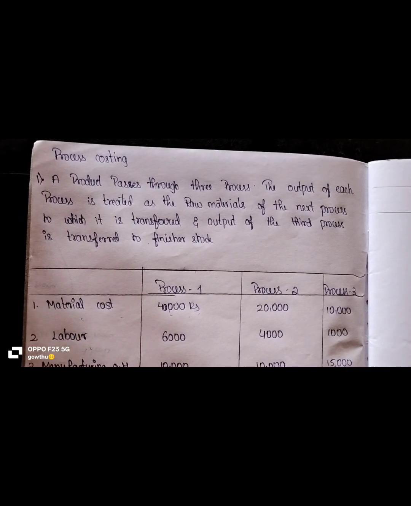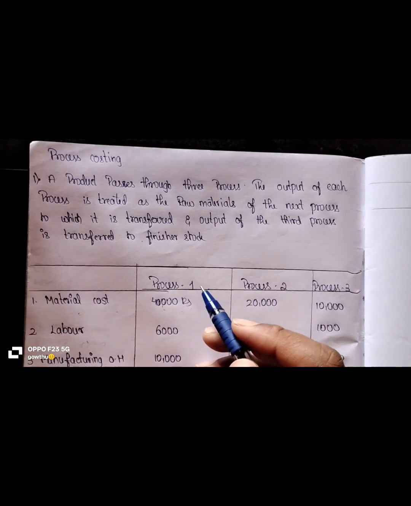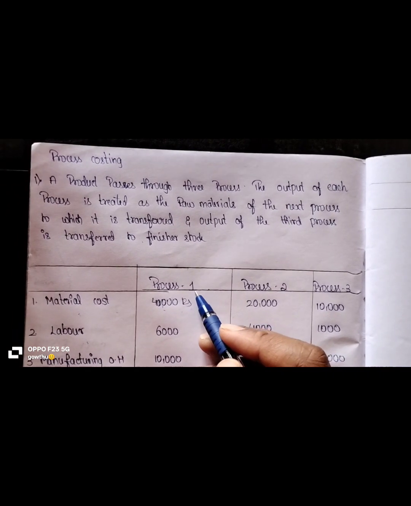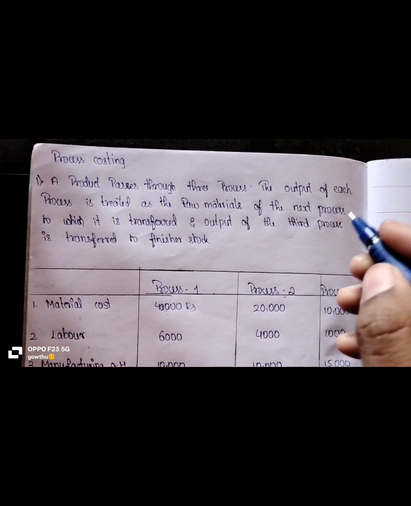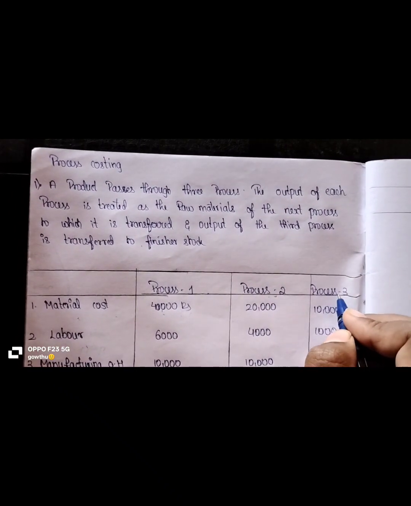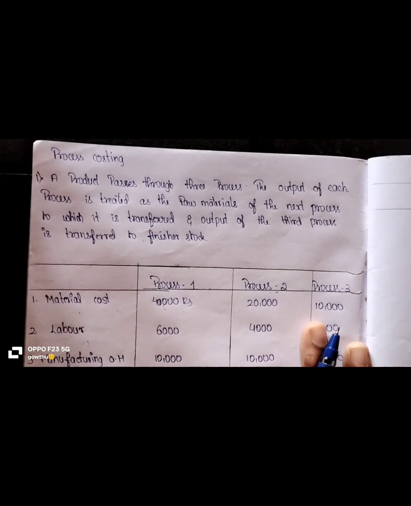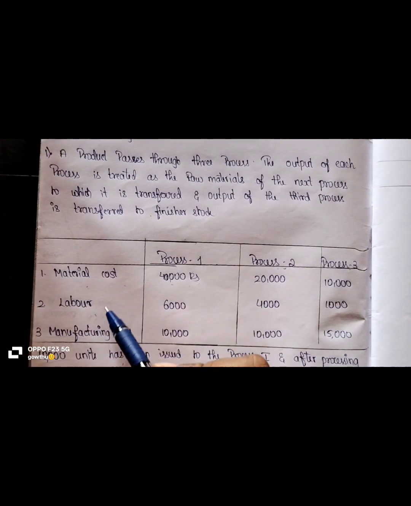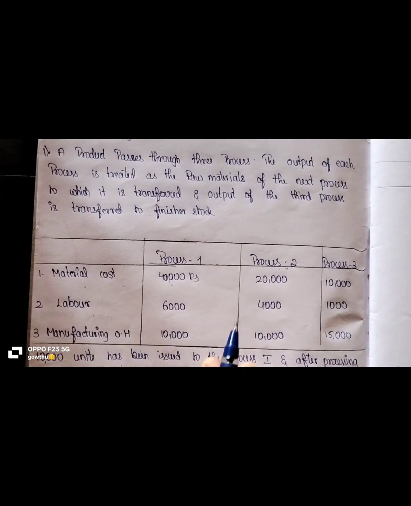Here what they are saying is, the output of the first process will be the input for the second process. The output which we get from the second process will be the input of the third process. This is what it is telling. Next, they have given labor cost, material cost and manufacturing overhead. They have three processes in this problem.